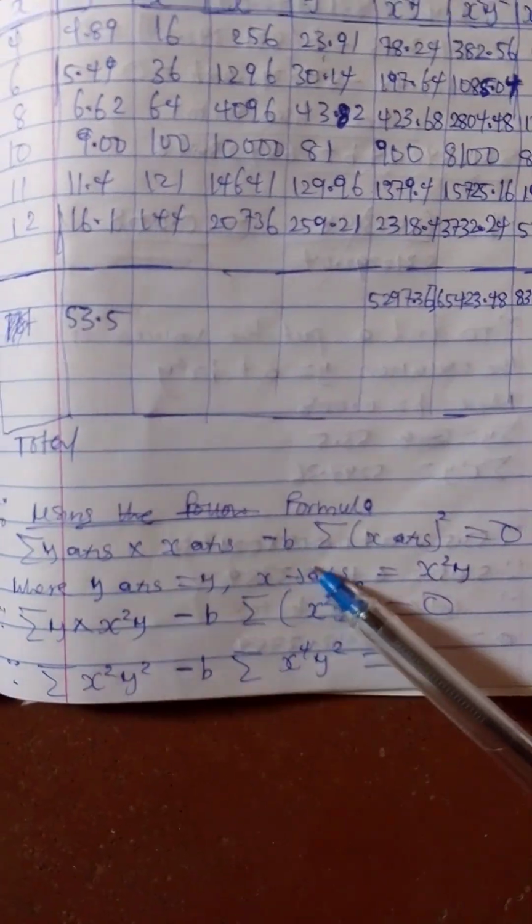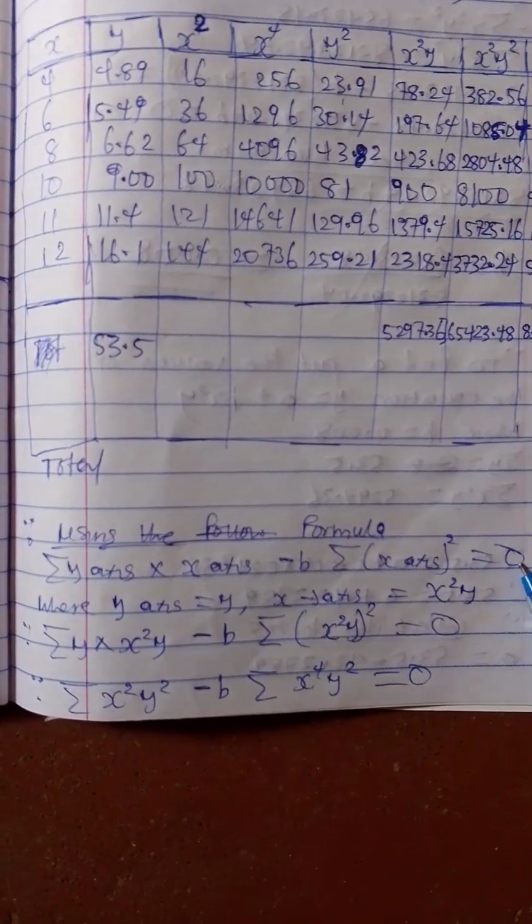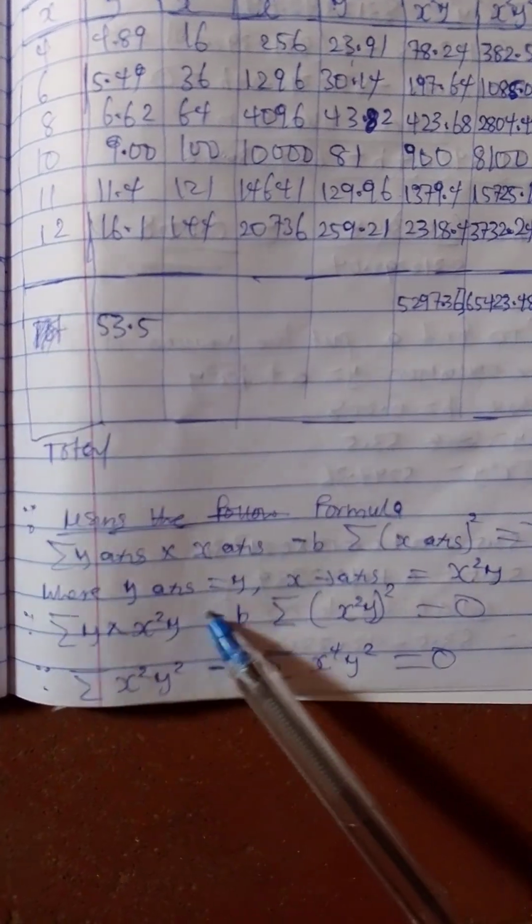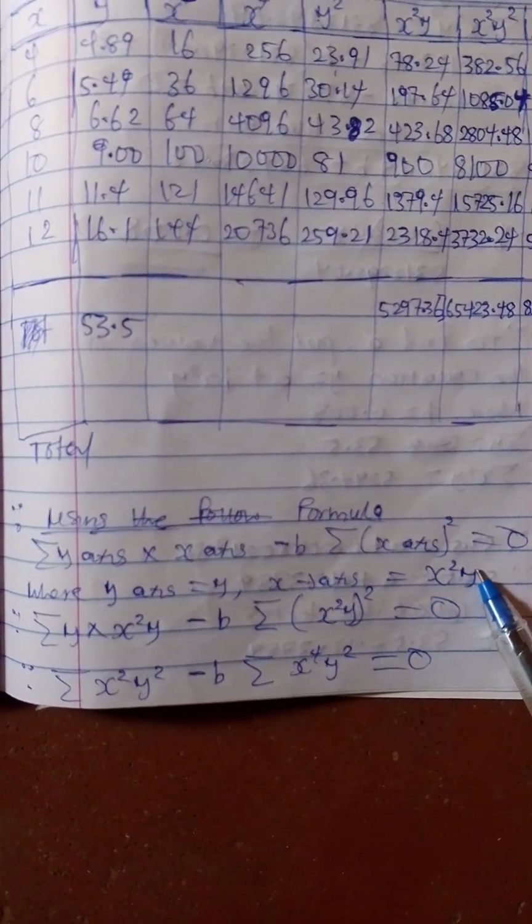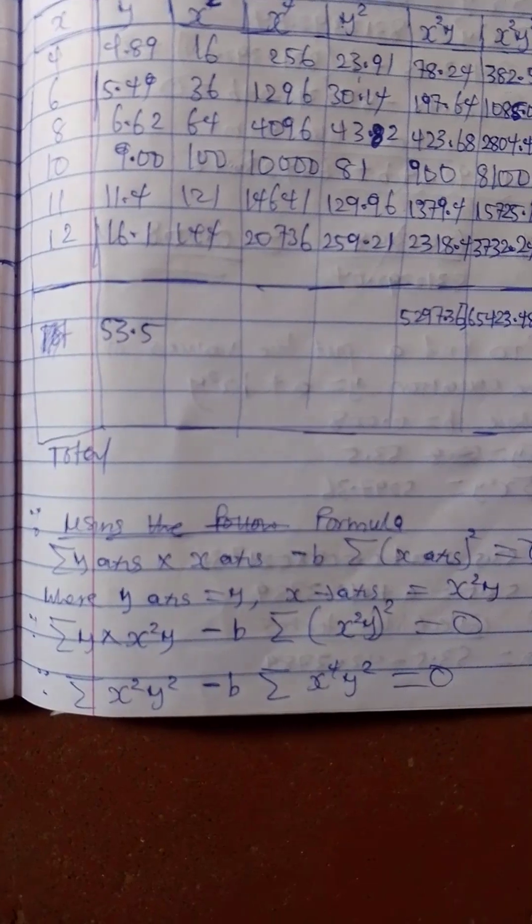X axis minus b sigma what? X axis all square is equal to 0, right? So therefore, where y axis is equal to y, x axis is equal to x squared y, okay? As usual, as what I said earlier.